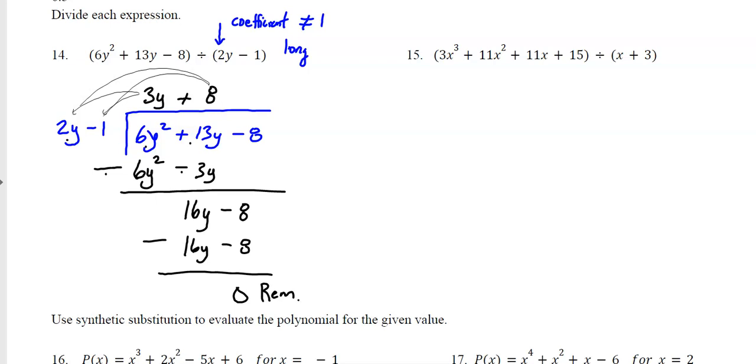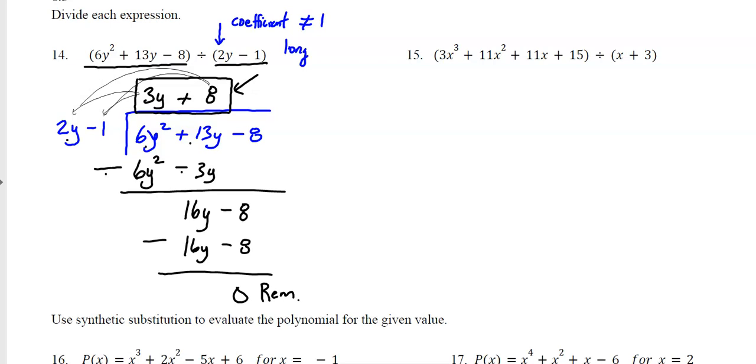Now what that means is that's telling me 2y minus 1 is a factor. But I just need to divide it. So my final answer is this right here. This expression divided by this expression gives me that answer.